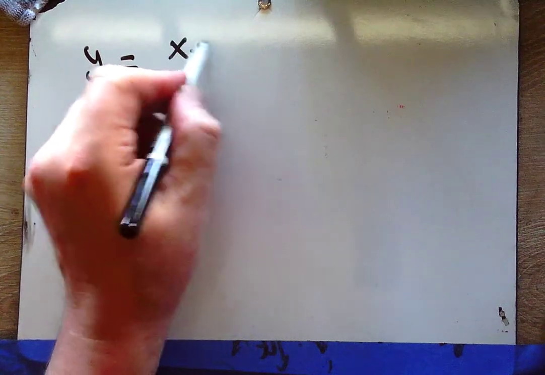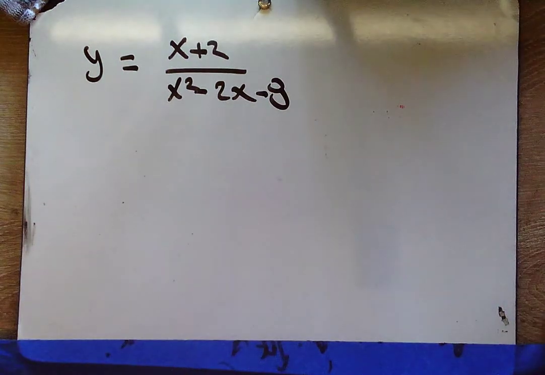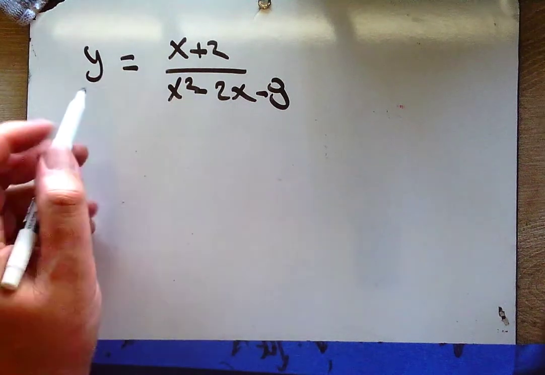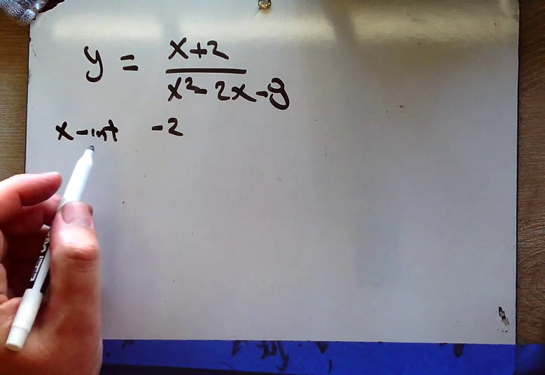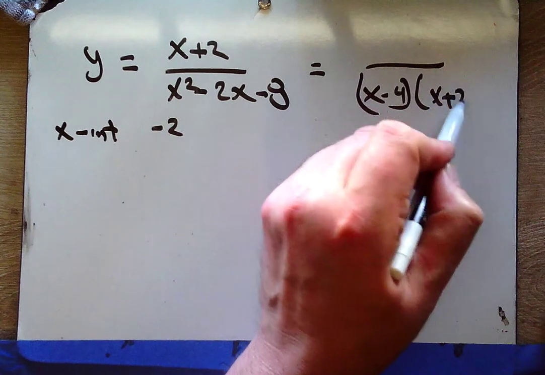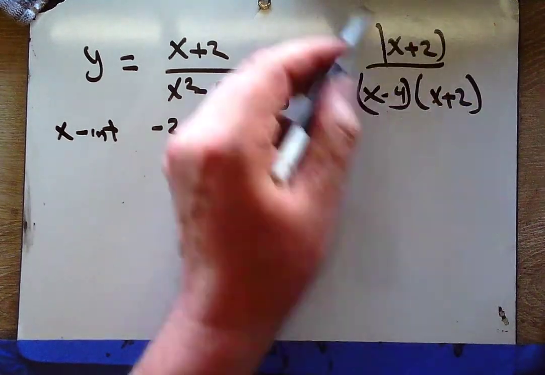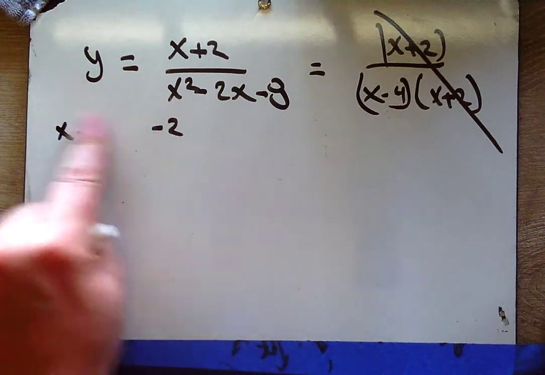Okay, so why don't you do this one? y equals x plus 2 over x squared minus 2x minus 8. Give this one a try. All right, so here we go. We've got x-intercept -2 because we set the top equal to 0. You know, this does factor: x minus 4, x plus 2. Uh-oh. There isn't an x-intercept at -2. There's a hole.